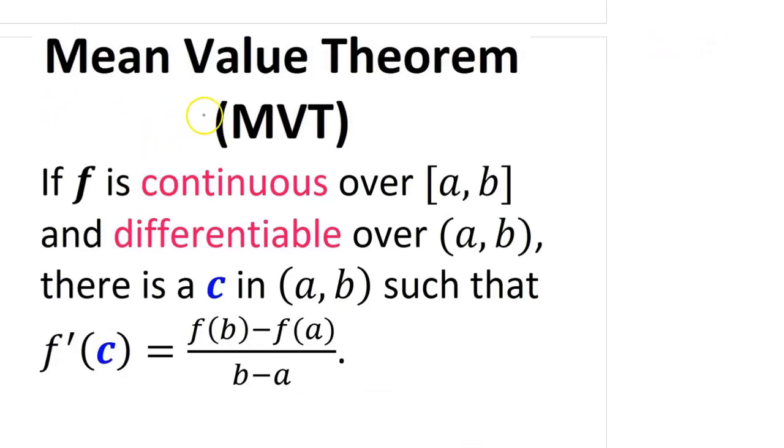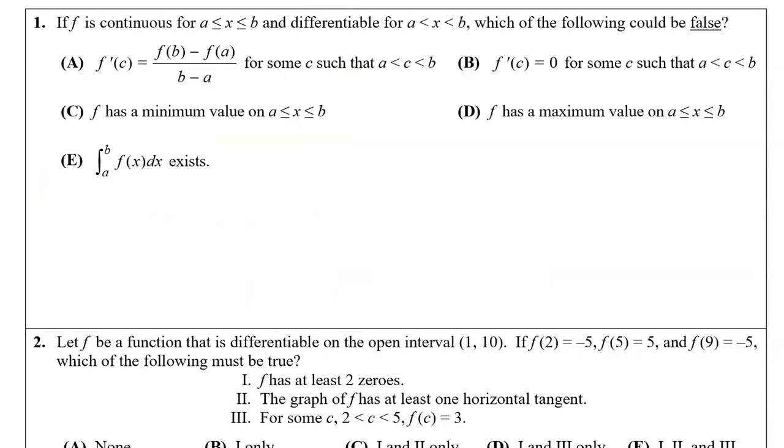Well, the mean value theorem says that if f is continuous and differentiable, there is a c where f prime at c is equal to this average rate of change. In the setup, we are given that f is continuous and differentiable, so yeah, the mean value theorem guarantees that there is a c where f prime at c is equal to this average rate of change formula.